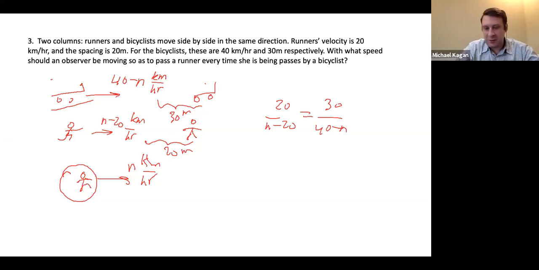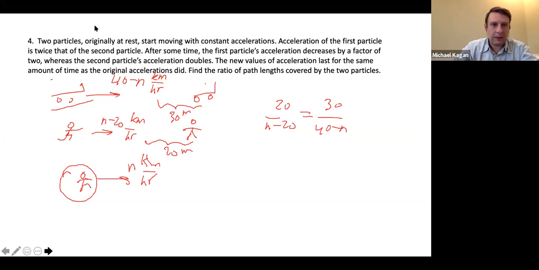If you first got some answer that was outside of the range and you didn't even submit it because you realized it couldn't be right, then kudos to you. Does anybody have any questions about this problem? Okay, if not, let's try to do one more problem and call it a day.